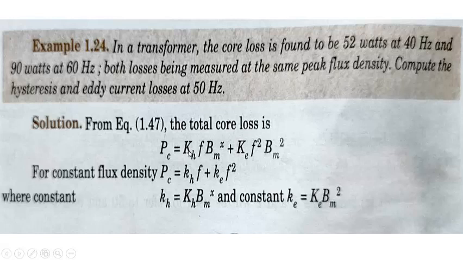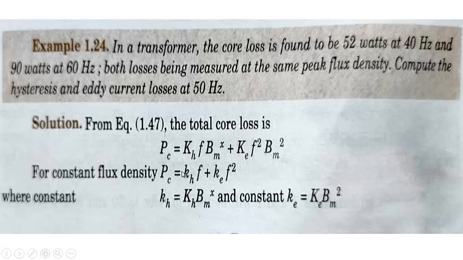So Pc will be equal to Kh, that's the hysteresis loss constant, f into Bm raised to x, x will be equal to 1.6, plus Ke f square Bm square. Since Bm here is constant, it will be equal to some small kh into f, where small kh will be equal to Kh into Bm raised to power x. Similarly, for this case, this will be equal to ke f square, while small ke is equal to Ke into Bm square. So the equation becomes simpler.